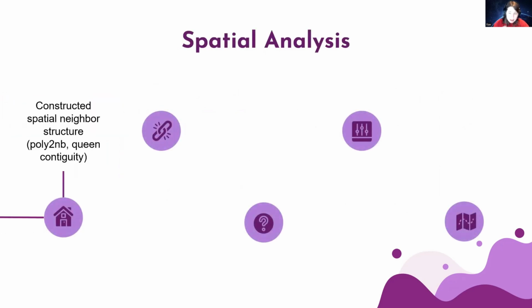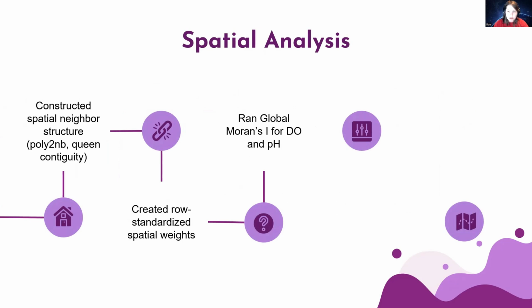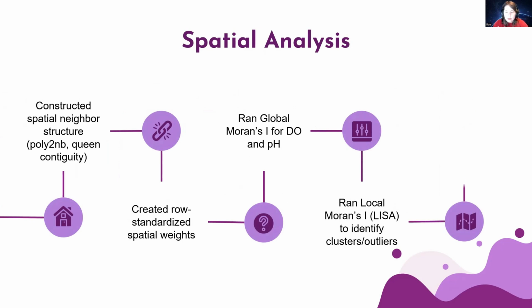To understand spatial patterns, I created a neighbor list for the HUC12 watersheds using Queen contiguity. I then created spatial weights where watersheds were considered neighbors if they shared any boundary point. I then used this spatial structure to run global Moran's I to test for overall clustering, and then ran local Moran's I to find specific hotspots, cold spots, and outliers. These tools help reveal whether water quality values in one watershed are similar to those in neighboring ones.